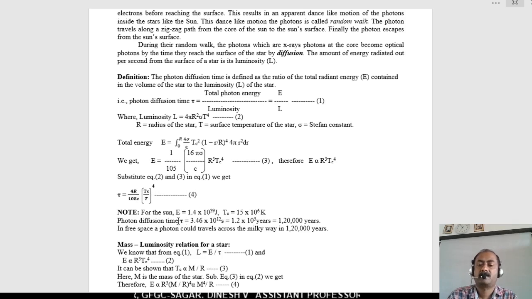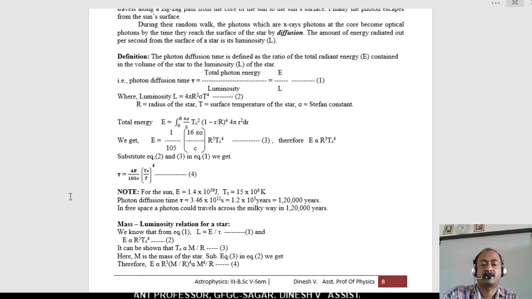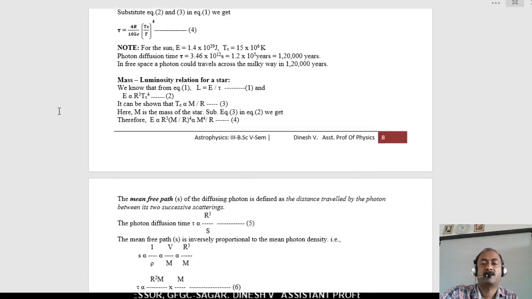Here, for example, the sun emits energy of 1.4 into 10 raised to 39 joules. Then the core temperature is 15 into 10 raised to 6 degrees Kelvin. Then photon diffusion time tau is equal to 1.2 into 10 raised to 5 years, or nearly 1,20,000 years. It means in free space, a photon could travel across the Milky Way in 1,20,000 years. This is about the photon diffusion time.